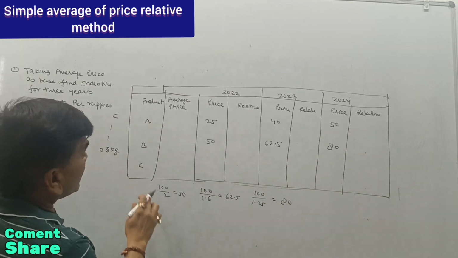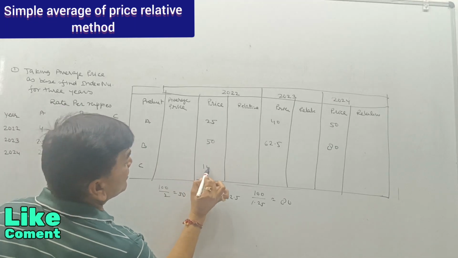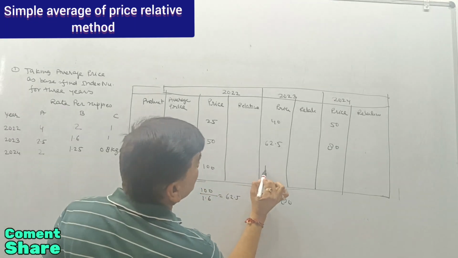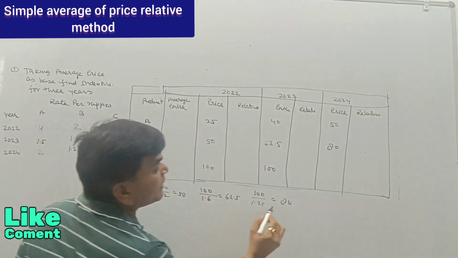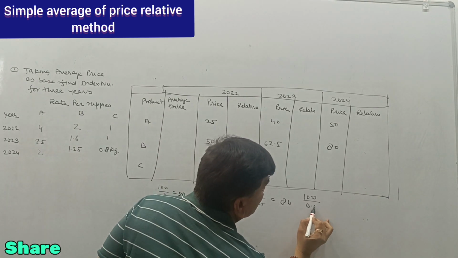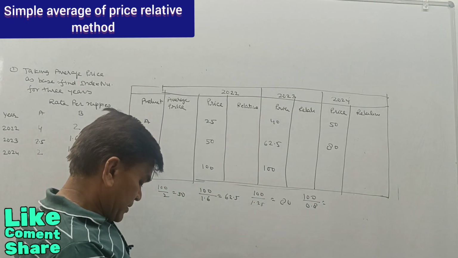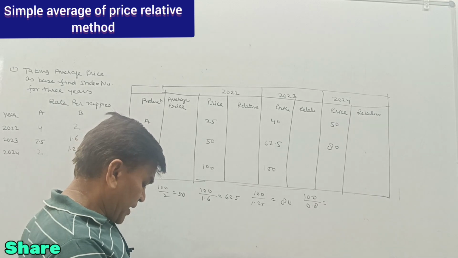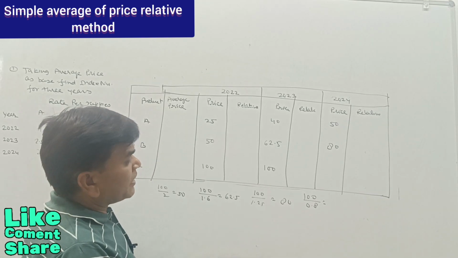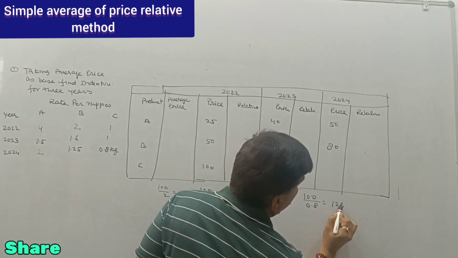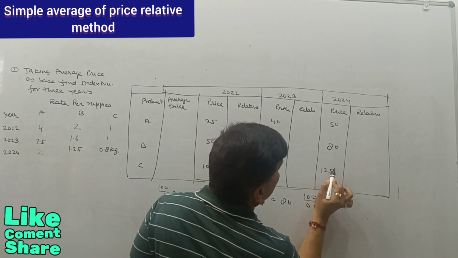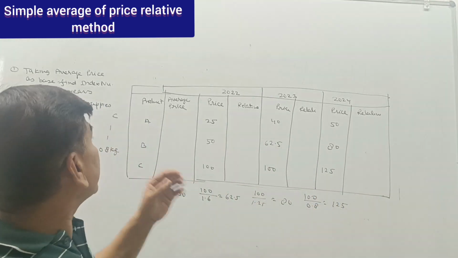For the third product, 100 divided by 1 is 100, and 100 divided by 1 is also 100. And 100 divided by 0.8 is 125 rupees per 100 kg. So this is the price of 100 kg.